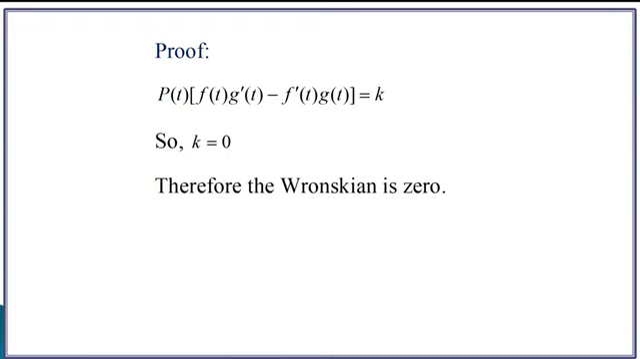Therefore, the left hand side is basically the Wronskian, f of t into g dash t minus f dash t into g of t. This is basically the Wronskian of the two functions f and g. So, the Wronskian becomes 0. Since the Wronskian becomes 0, they become linearly dependent.